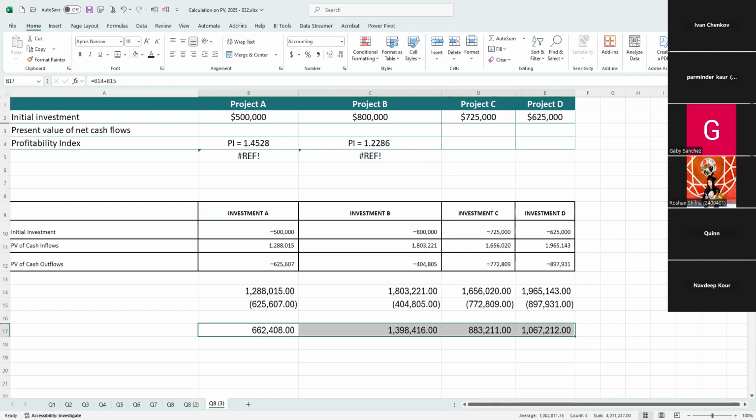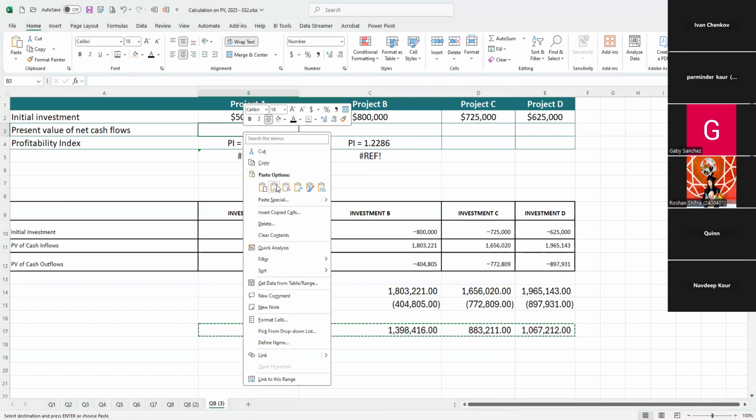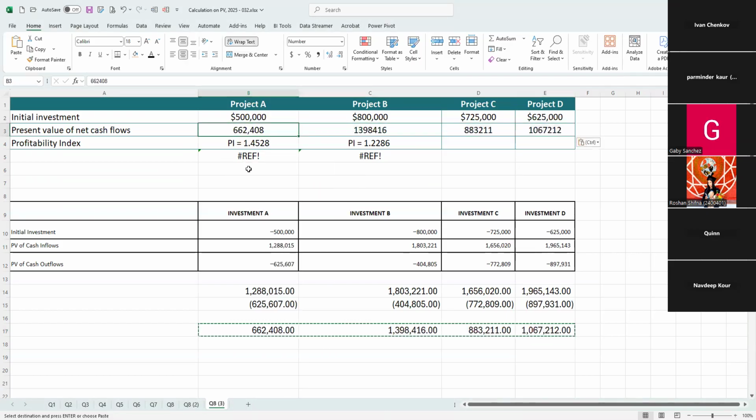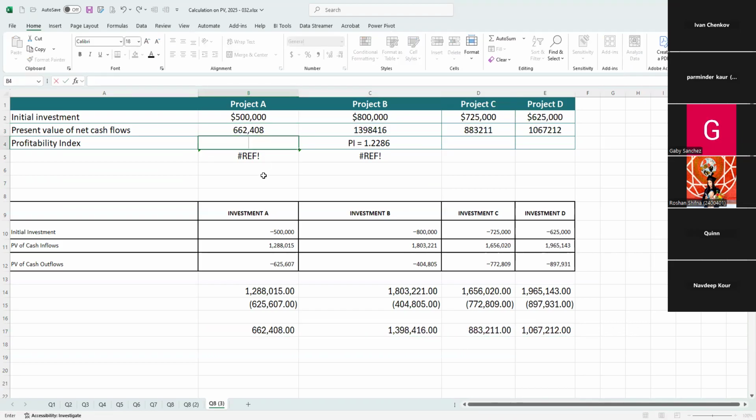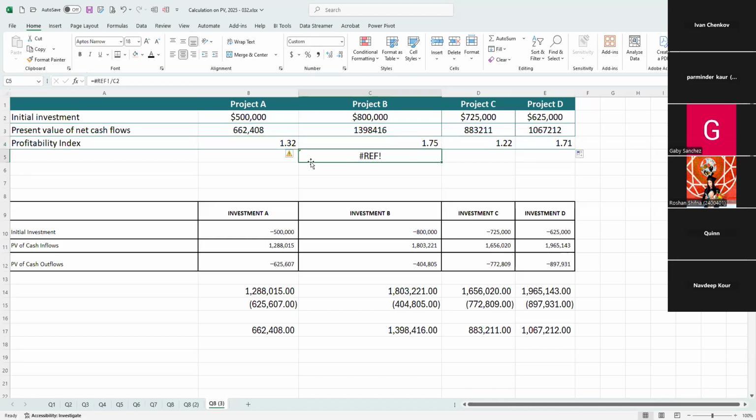Okay, so once we get this one, I'm going to copy it here as values. And the last thing that we have to calculate is the profitability index. How much will be the profitability on the first one? That will be the present value divided by initial investment. That will be just a simple number. And then we're going to get those numbers.